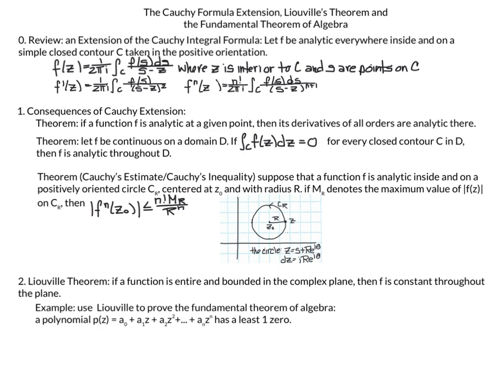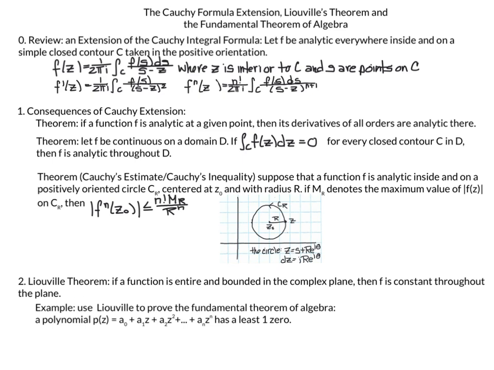So then it's an inequality, or you can consider this an estimate because it gives you an upper bound on an estimate. And then this last theorem, Cauchy's estimate or Cauchy's inequality, will help us to prove Liouville's theorem that says if a function is entire and bounded in the complex plane, then f is constant throughout the plane.